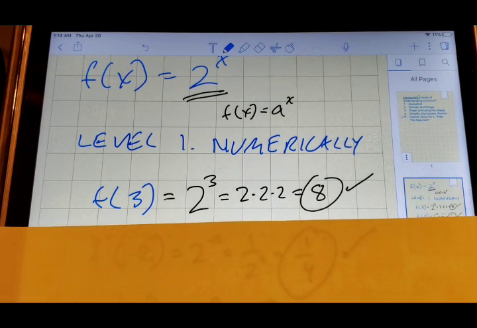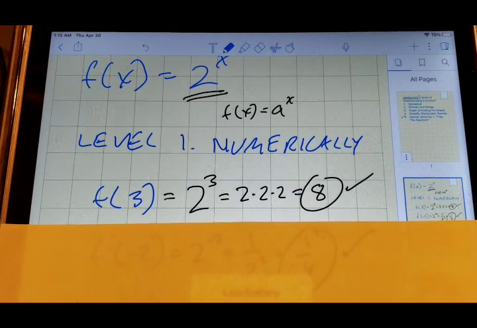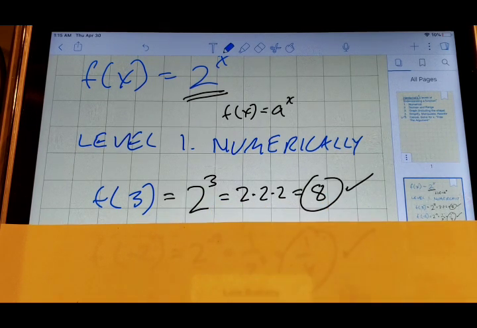In other words, this has been a seed that's been planted in your head, I don't know, years ago, by somebody other than me who taught you that 2 to the 3 means 2 times 2 times 2 equals 8.